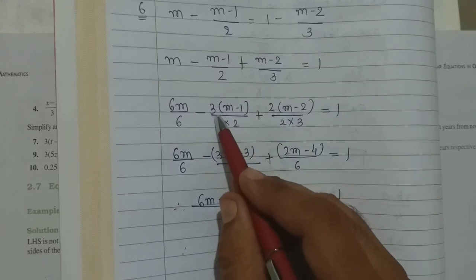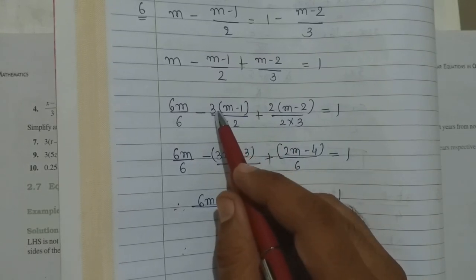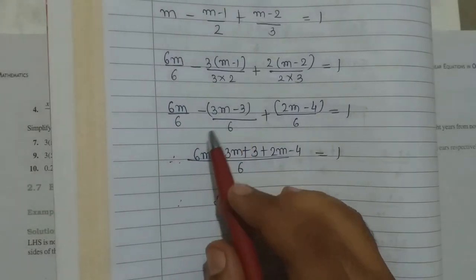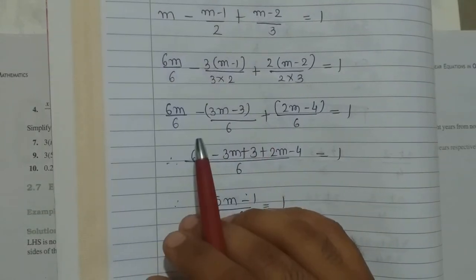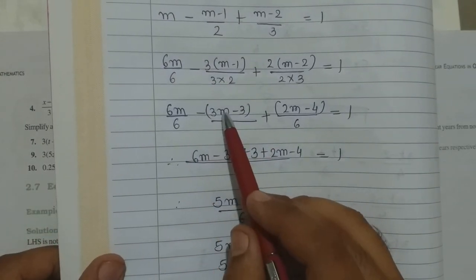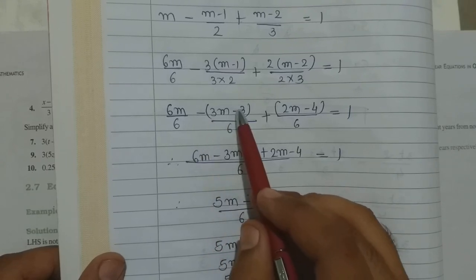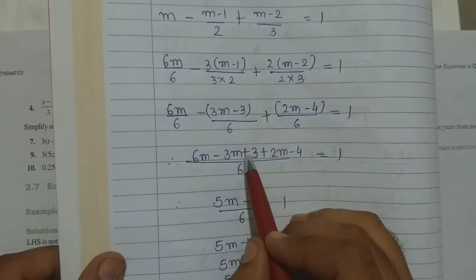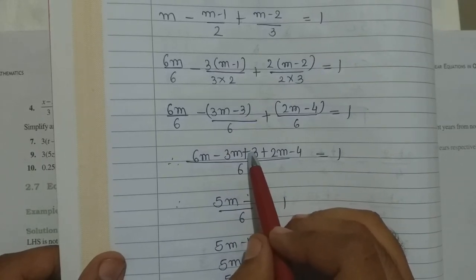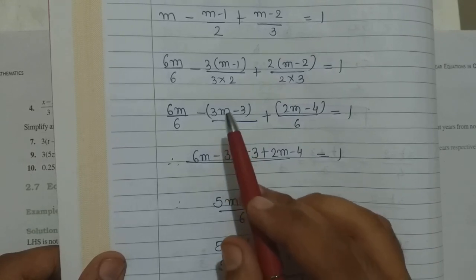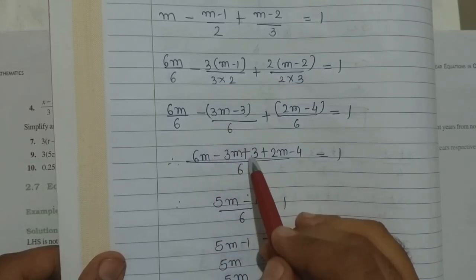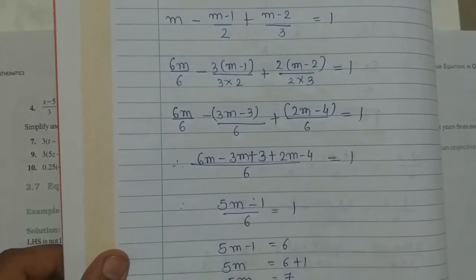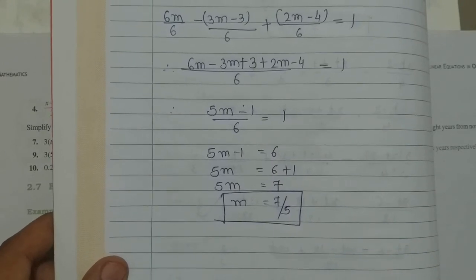If you remove the bracket, when you open the bracket, first of all 3m, and 3 1s are 3. Okay, that is right. Now when you take all the terms together, here minus is there, so minus 3m, and this minus sign and this minus sign, so minus becomes plus 3. If you put minus 3 here, your answer will be wrong. So you have to pay attention to these things. So minus becomes plus 3, plus 2m minus 4 as it is. If you solve this, you will get the value of m as 7 by 5.